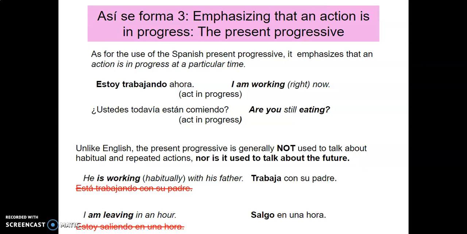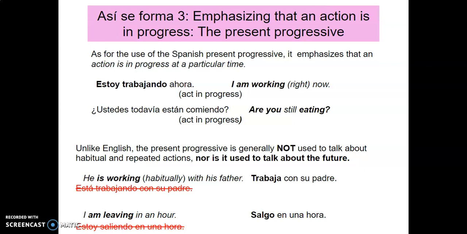Okay? If I say, trabaja con su padre, and I'm meaning that he works with his father, like he works with him every day, right? They work together. Trabaja con su padre. What I'm meaning is that he works with his father daily. I'm not meaning he's doing that right this moment.